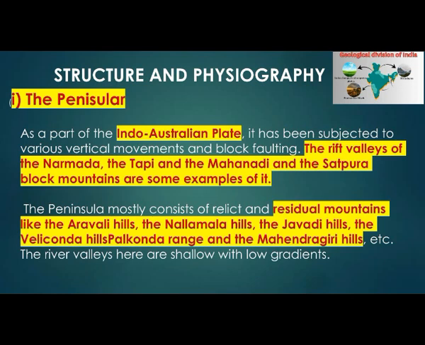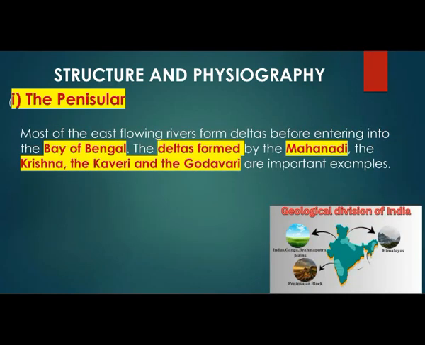As a part of the Indo-Australian plate, it has been subjected to various vertical movements and block faulting. The rift valleys of the Narmada, the Tapi, and the Mahanadi, and the Satpura block mountains are some examples of it. The peninsula mostly consists of relict and residual mountains like the Aravalli Hills, Nallamala Hills, Javadi Hills, Velikonda Hills, Palkonda Range, and the Mahendragiri Hills, etc. The river valleys here are shown with low gradients.